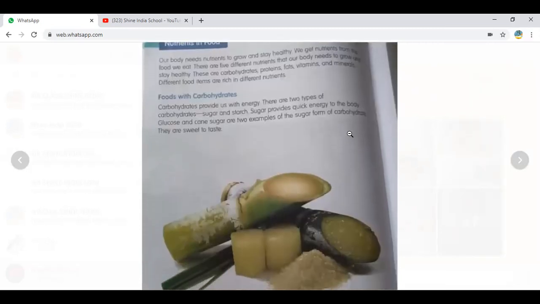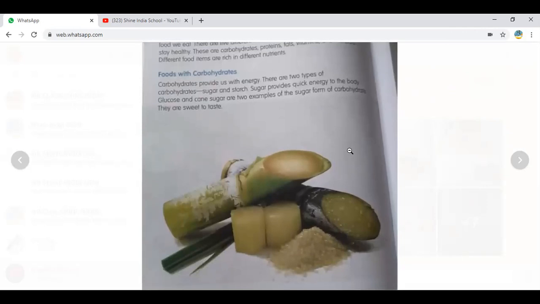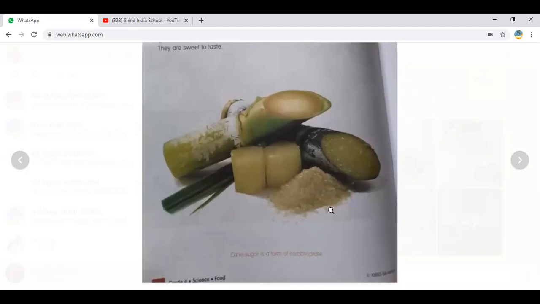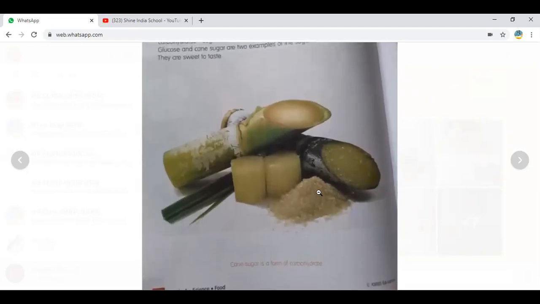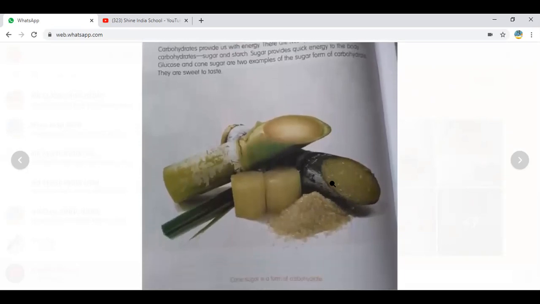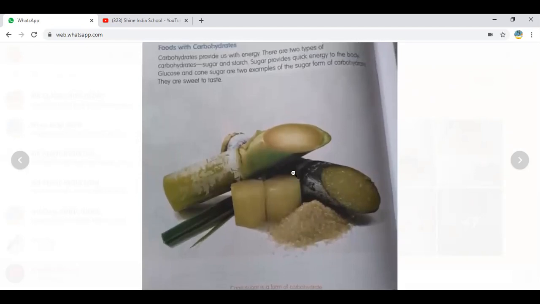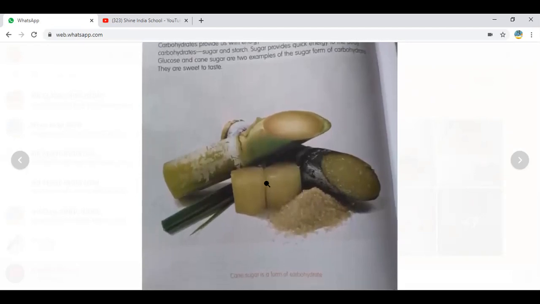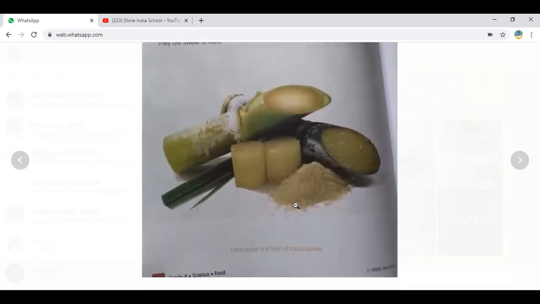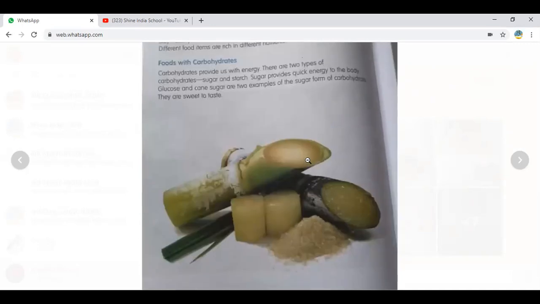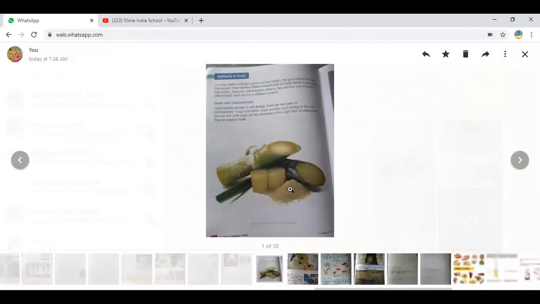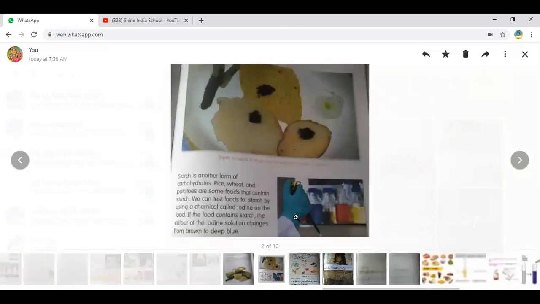Next point for us. If you take carbohydrates like sugar, you can observe in the picture. This is the sugar, as well as this is the cane sugar, or you can say sugar cane. Both are the same. And you can see here the boxes, those are called jaggery. If you eat them, you can get immediate energy. They are sweet to taste. If you take the sugar or the cane sugar also, you will get the sweet taste.